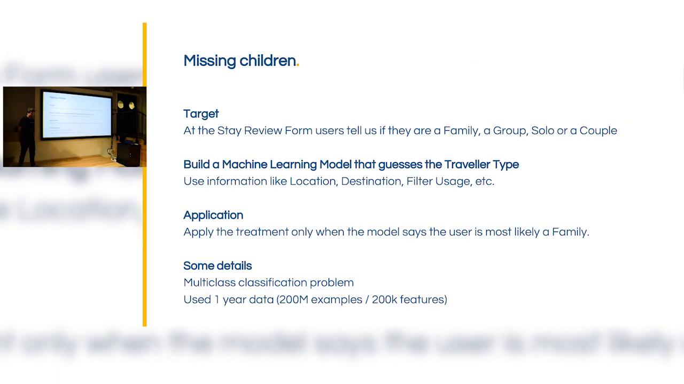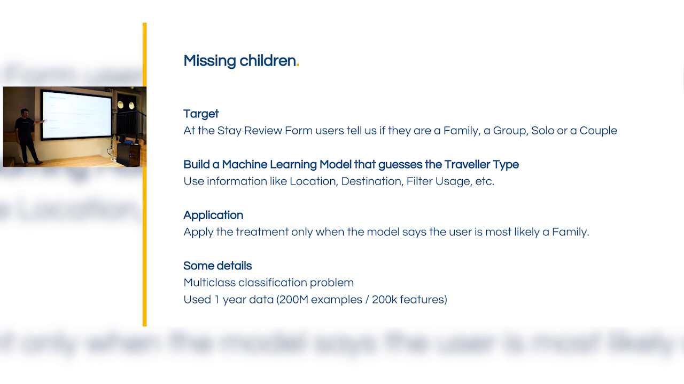And so how do we put this into a machine learning context? The target is really, in this review form, the users actually tell us whether they are family or group or solo, the type of traveler they are. What we can do is build a machine learning model that guesses this traveler type, because we have the ground truth. Then we use information like location and destination, all sorts of things that we have on our side, to infer what the traveler type is.